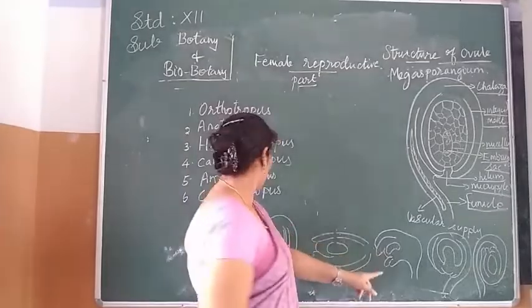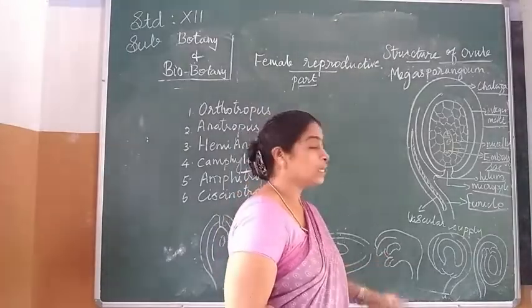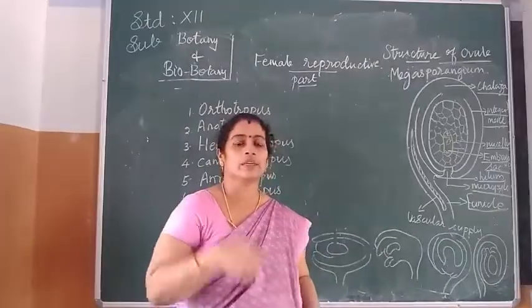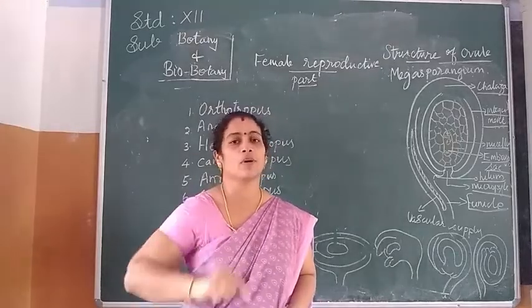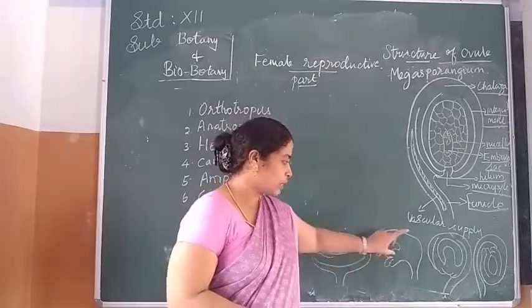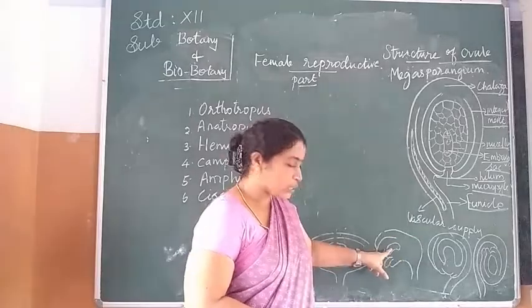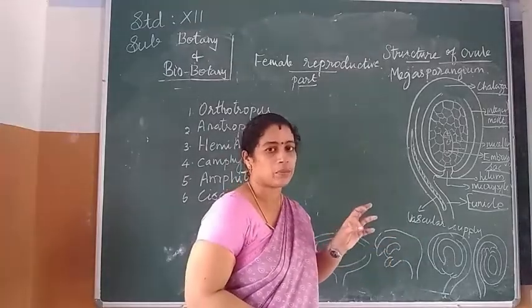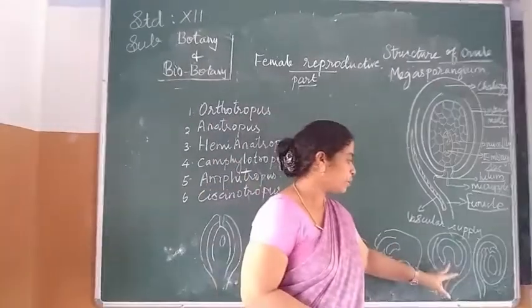The next one, camphilotropous. Camphilotropous, here the nucellus will be in the form of a bean shape. The nucellus will be converted into somewhat curved structure, or the whole ovule will be in the form of a curved structure, and the nucellus will be in the form of a bean shape. Example, Leguminaceae family.